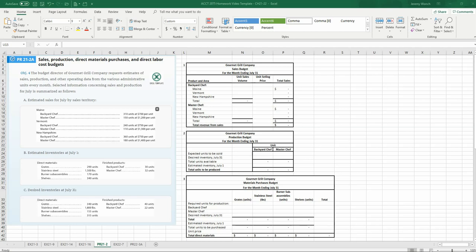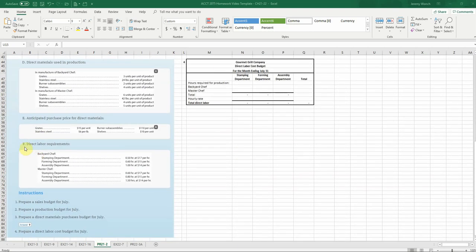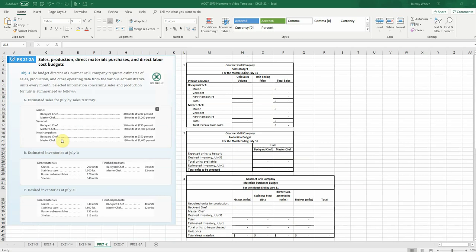All right, in problem 21-2A, this one wants us to prepare a sales budget, a production budget, a direct materials purchases budget, and a direct labor budget. And so we have a company here, Gourmet Grills, and looks like they produce two different kinds of grills. They have the Backyard Chef and the Master Chef. And so they give us a bunch of information.